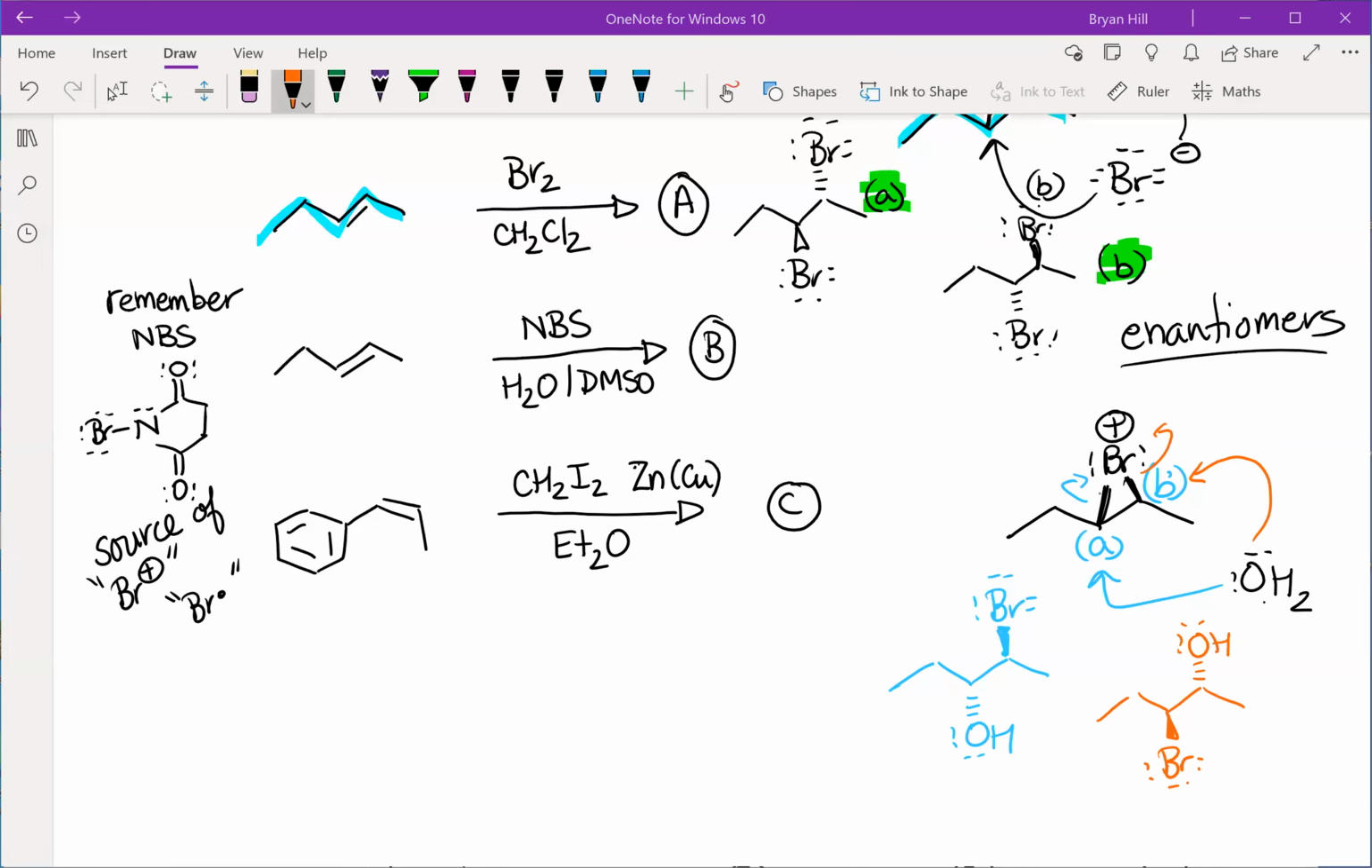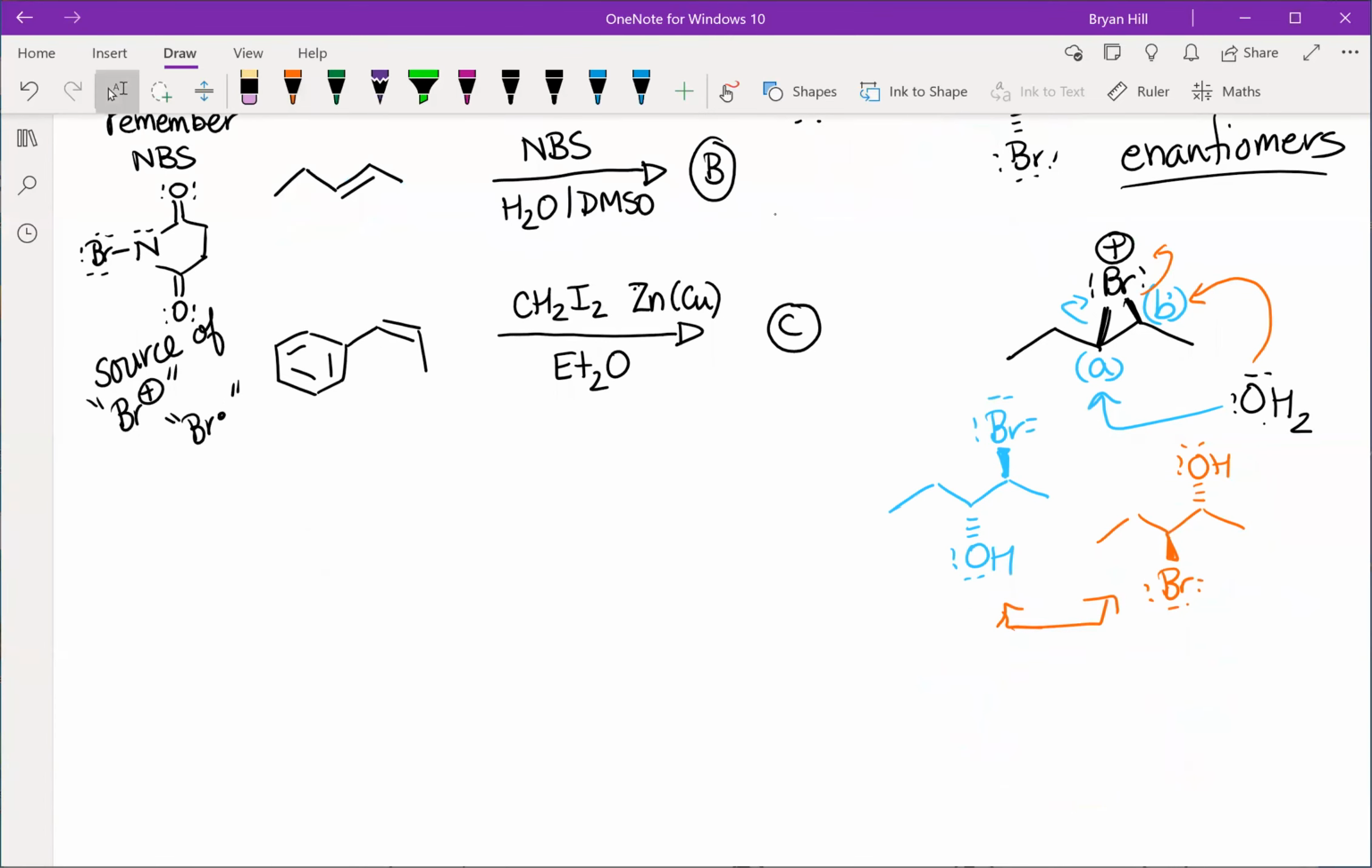They are diastereomers, right? Okay, so these two things are diastereomers. In both products, the OH group and the bromine are on opposite sides. We've kept our lines consistent, the zigzag, but these are diastereomers.